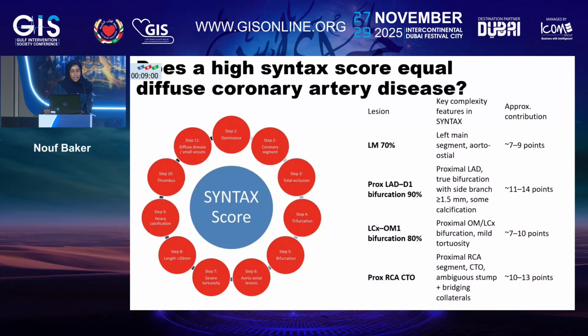Now, does a high SYNTAX score equal diffuse coronary artery disease and vice versa? So we can clearly say that most patients with diffuse coronary artery disease actually do have a high SYNTAX score, but the reverse is actually not true. So this is an example of a patient that has a very high SYNTAX score that does not have diffuse coronary artery disease. This distinction is very important because the management that applies to patients with a high SYNTAX score is not necessarily going to be optimal in this specific group of patients.